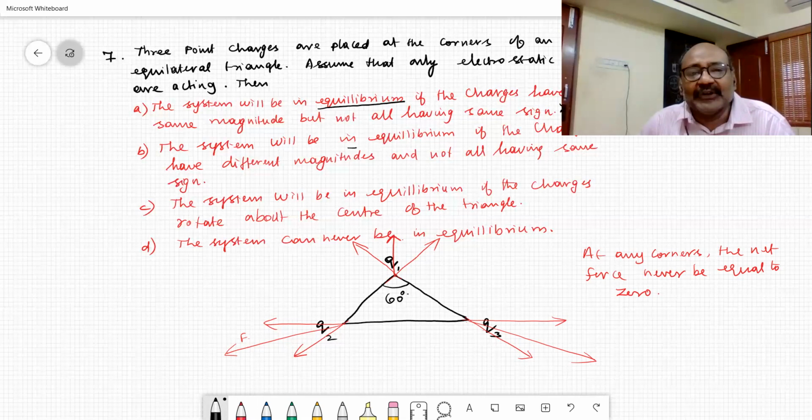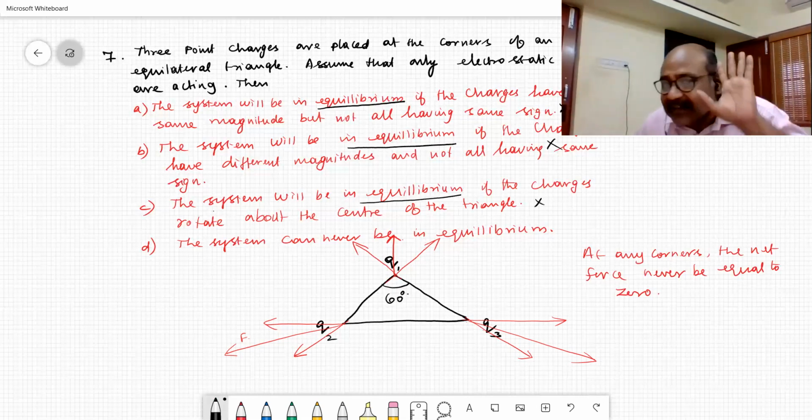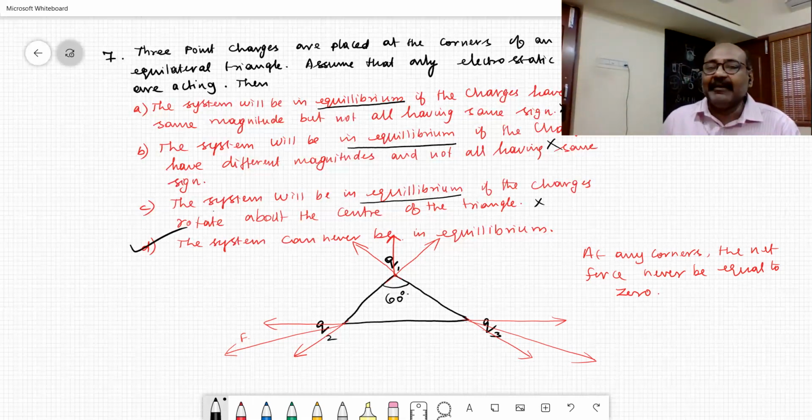The second option also says the system is in equilibrium, so the second option is also wrong. In the third one, the system is again said to be in equilibrium, so the third option is also wrong. So we are saying the system can never be in equilibrium, because at any of these corners the net force cannot be made 0. Since the net force cannot be made 0, the system cannot be in equilibrium. So the answer is that the system can never be in equilibrium.